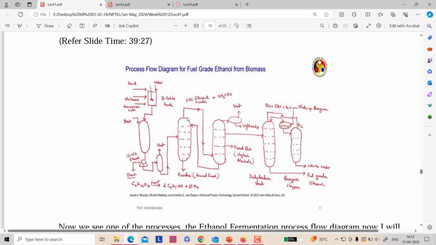and the product is going into the distillation column. From the bottom, the animal feed, that is the residue, is collected. From the top, 50% ethanol and water, along with the aldehyde, goes into the second distillation column, where there is fusel oil, that is the higher alcohol. From the top also the light end products are collected, and the bottom product is recycled back to the previous distillation column. Then the product is going to the dehydration unit, right?